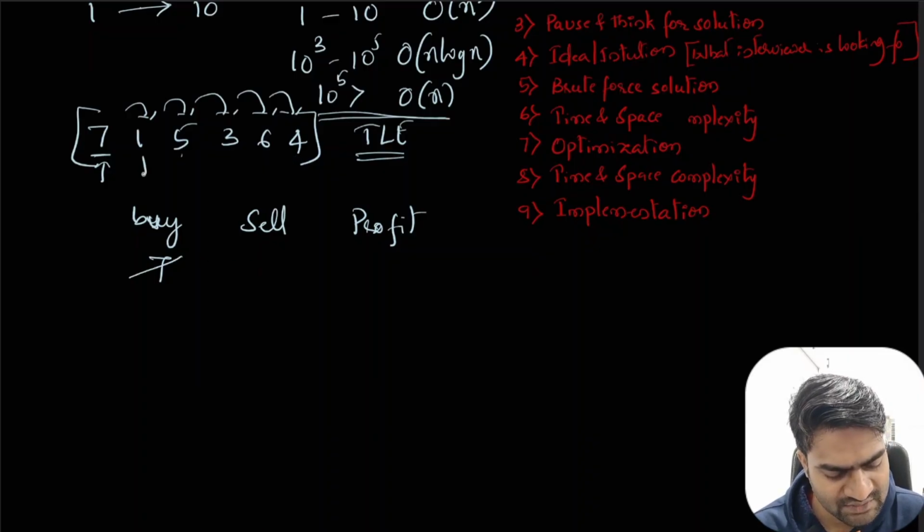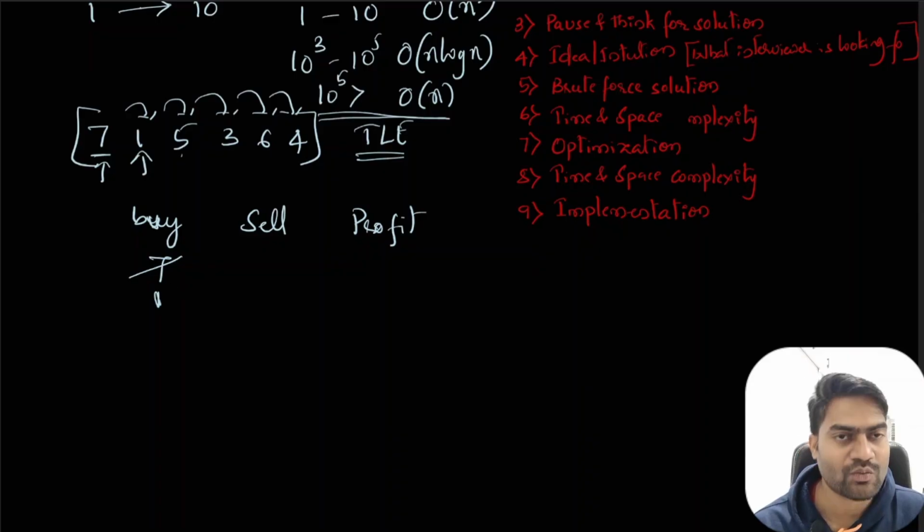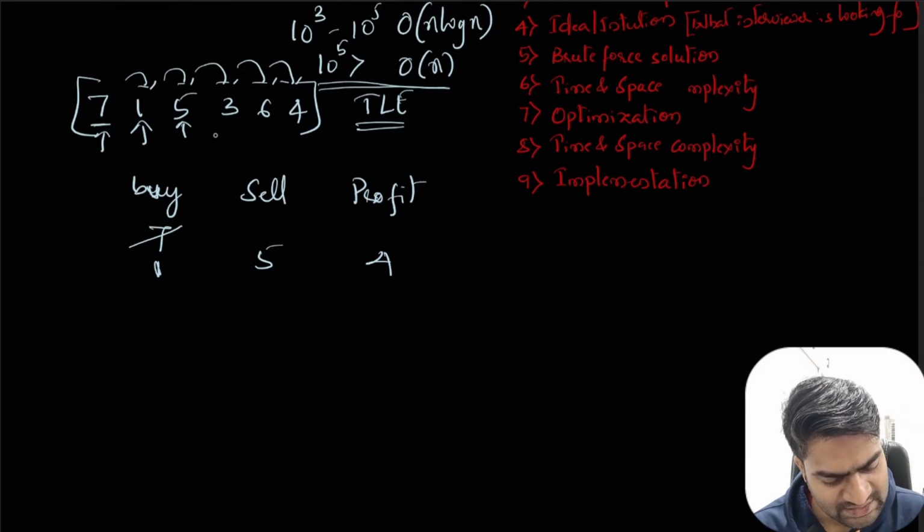Now what I will do, I will check for 1. So if I buy it for 1, then if I sell it for 5, then what will be my profit? Profit will be 4. Okay. So at this point, this is the maximum. Okay. So now let us see.